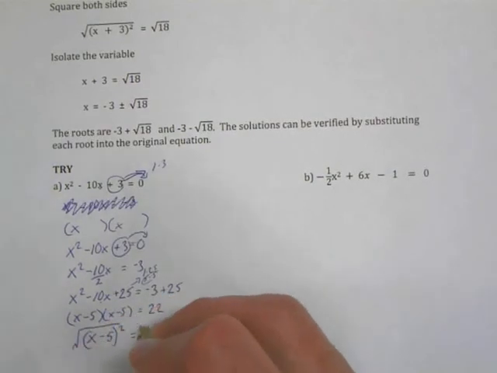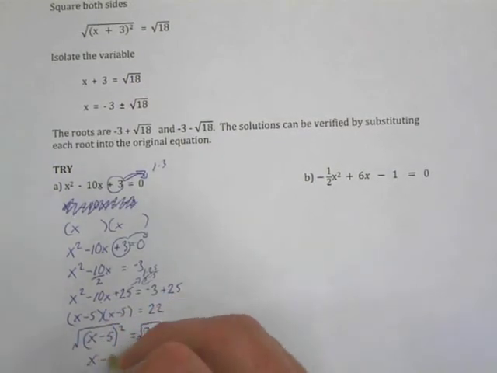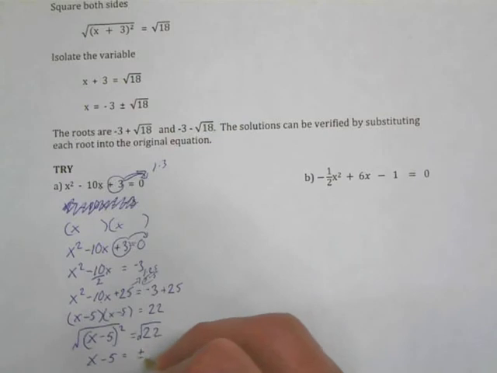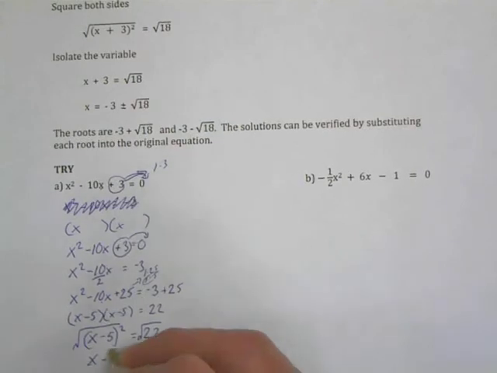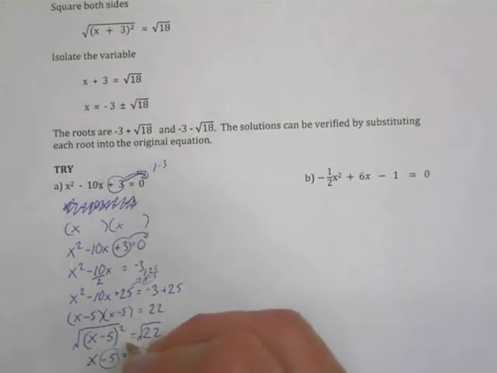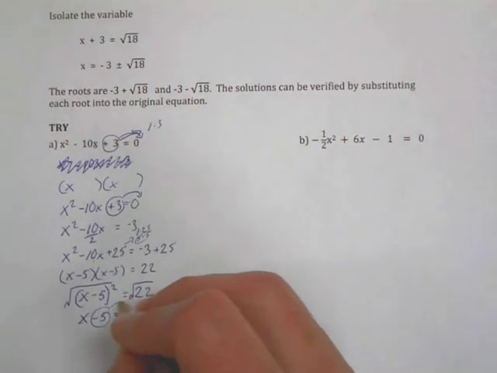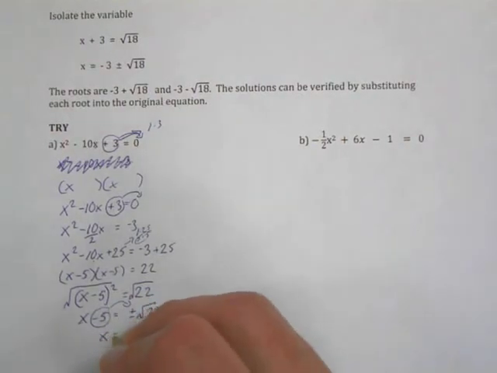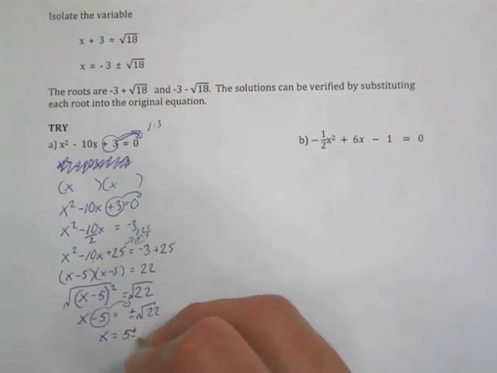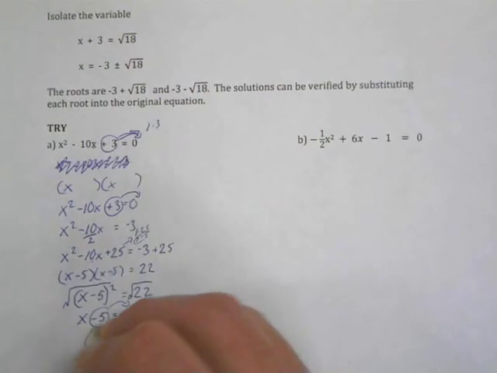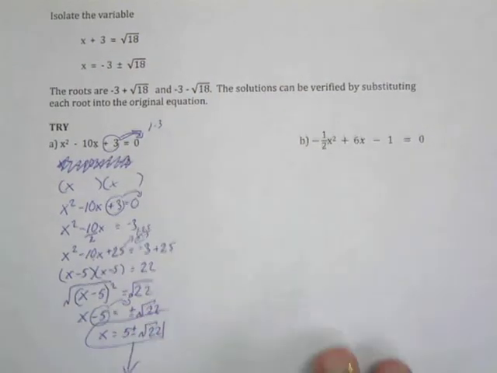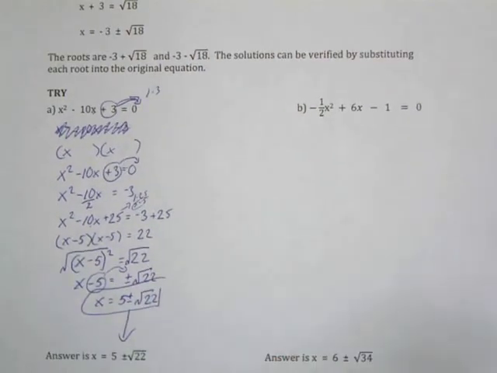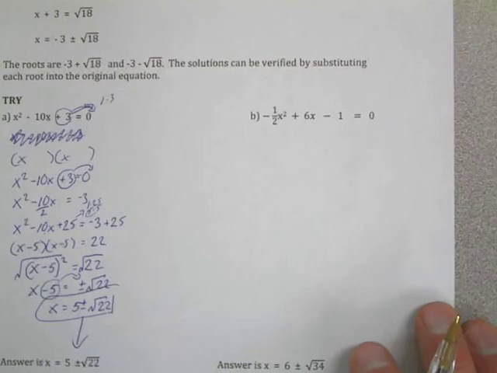Square root it. What I do to one side, I must do to the other side. I now have x minus 5 is equal to plus or minus the square root of 22. Take the 5, to have x by itself, move it over. So I get x is equal to 5 plus or minus the square root of 22. There's my answer. Excuse me. I will now do the same on this one.